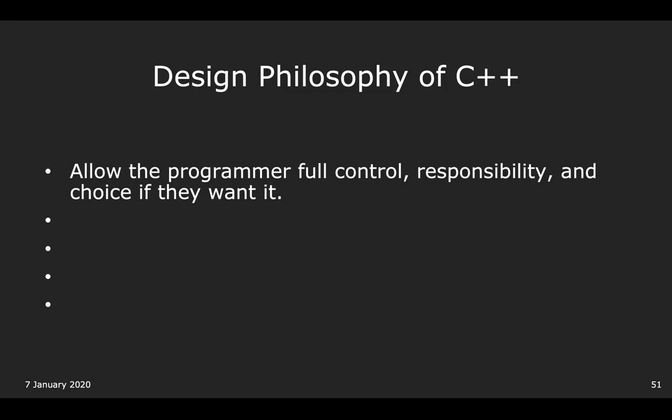The first philosophy is allow the programmer full control, responsibility, and choice if they want it. If you don't want it, then you don't necessarily have to take all this full control and responsibility. But as a programmer, you are allowed to do a lot of different things. For example, one thing that you'll learn later is memory allocation. In C++, you have to allocate memory yourself. If you're writing the vector class, you have to actually allocate the memory to put your different members in. You have to do it yourself, and you have to remember to free it later.